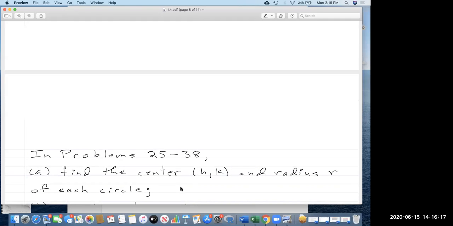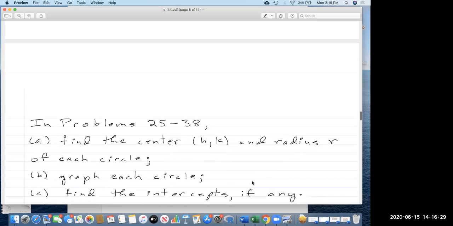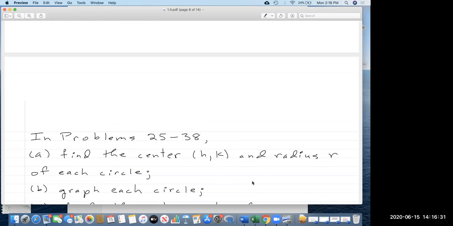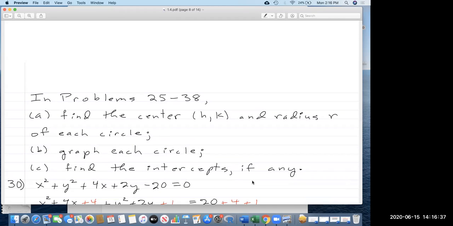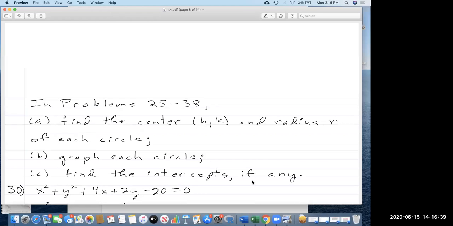In problems 25 through 38, A, find the center, (h, k), and radius r of each circle. B, graph the circle. C, find the intercepts, if any. Oh, so this is a circle here written in general form. And so the first thing is we want to find the center and the radius.